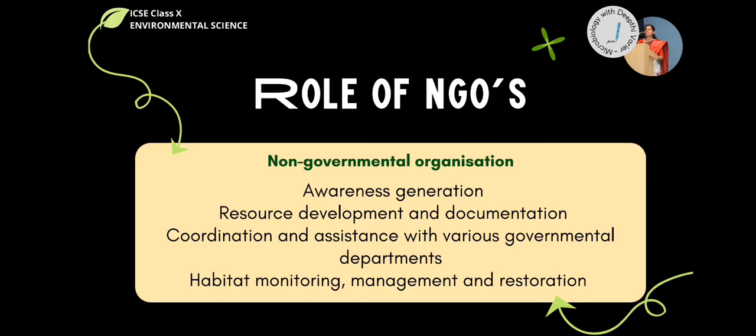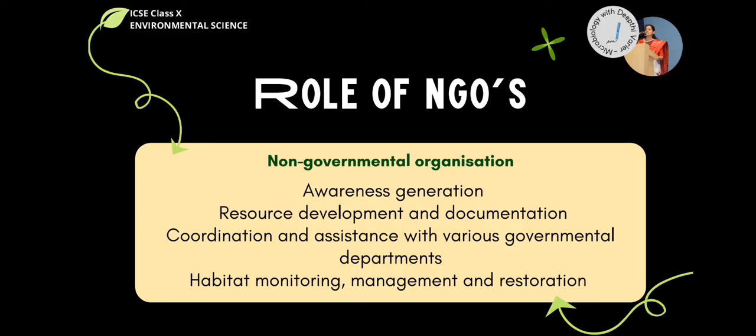They are able to create awareness amongst the public. They are able to coordinate with the government, or they also can pitch in to monitor the habitat, to manage the habitat. In fact, even in restoration of habitats, many NGOs do play a very important role. So there are many aims in environmental protection, like sustainable use of resources, conservation of biodiversity, reduction of pollution, promoting eco-friendly technologies.